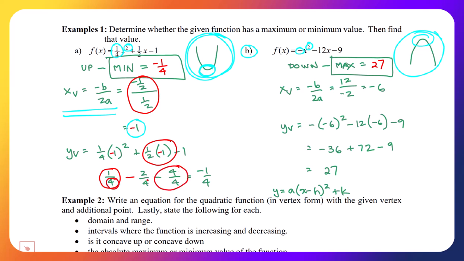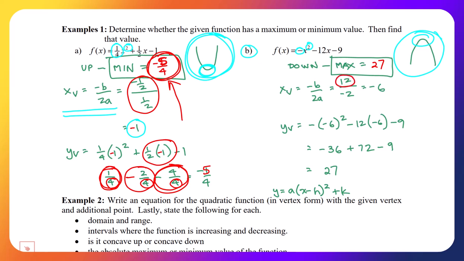Since we want a common denominator, I made everything into fourths. So negative 1/4 minus 2/4 is negative 3/4, minus 4 more fourths is negative 5/4. So the y value of the vertex is negative 5/4. So the minimum value of the function is just negative 5/4. Not the whole point, just the y value. Let's see if I did b correctly.